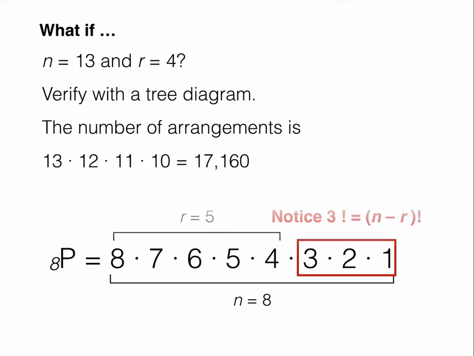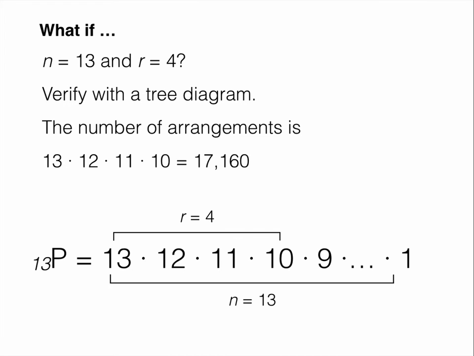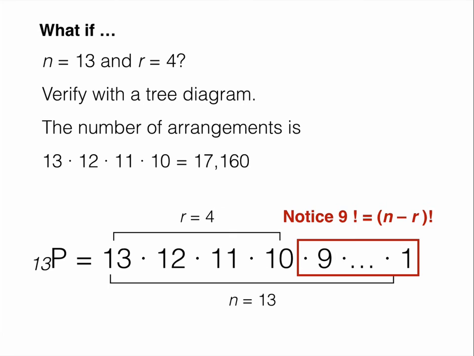If n equals 13 and r equals 4, once again you could verify with part of a tree diagram, but the number of arrangements is 13 times 12 times 11 times 10, as you can see. Let's have a look at the formula for that. So once again, we haven't written it all out, but it's only those first 4 numbers of 13 factorial that seem to give us the answer. And the remaining bit, 9 factorial, is the same as 13 minus 4.